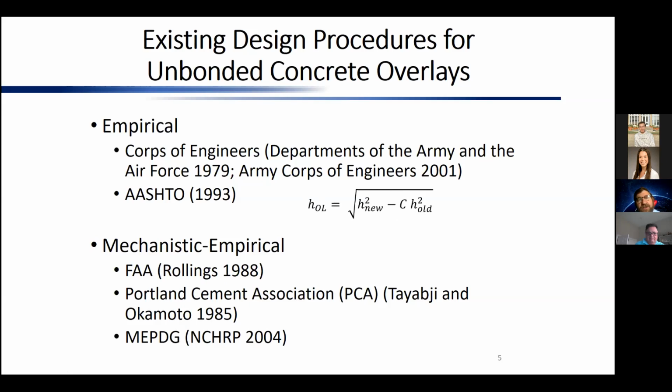So there are two problems with this equation. Number one, the interlayer is completely ignored. And the second problem, it kind of assumes that if you have more cracks in the existing pavement, then you need a thicker overlay. And in opposite, if your existing pavement is in very good condition, you can get away with a very thin overlay. And in my opinion, neither of these assumptions is correct.